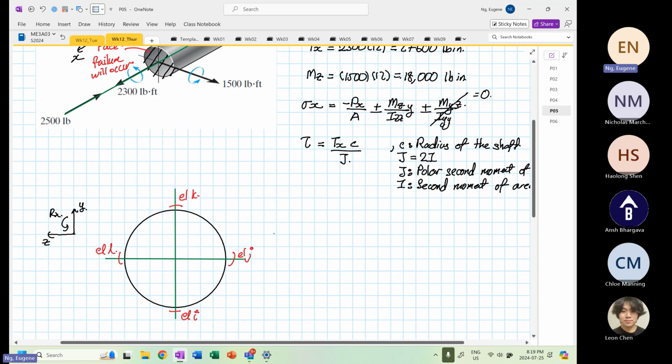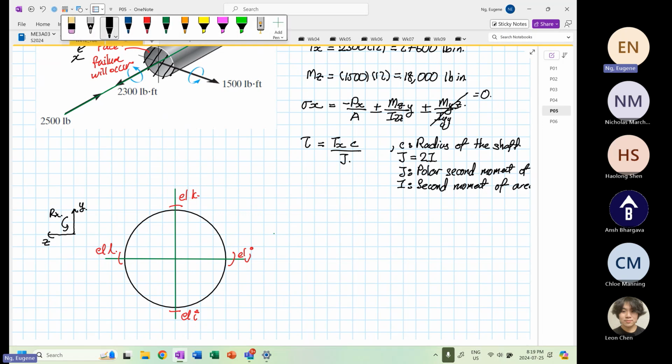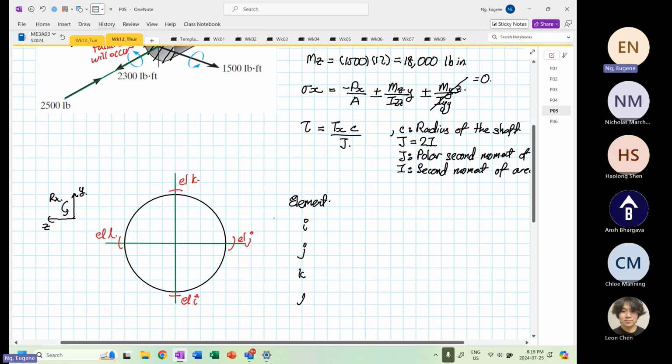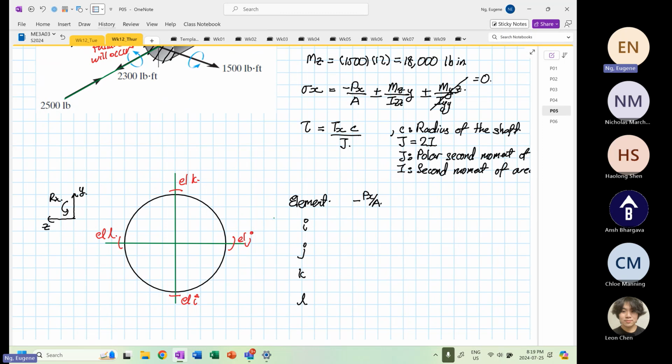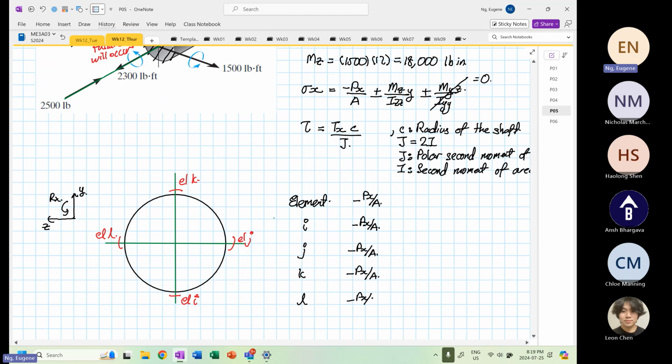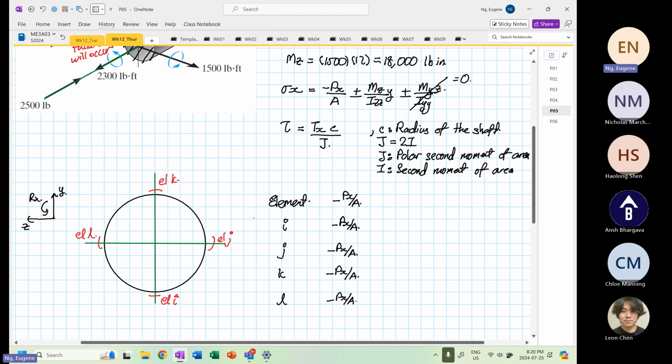Okay. So now I'm going to draw a table. So this is element I, J, K, and L. And if we look at the formula, minus Px over A, which is the axial loading, element I will see minus Px over A. Element J will see minus Px over A. Element K will see minus Px over A. Element L will also see minus Px over A. So while looking at the axial load, we can't tell.